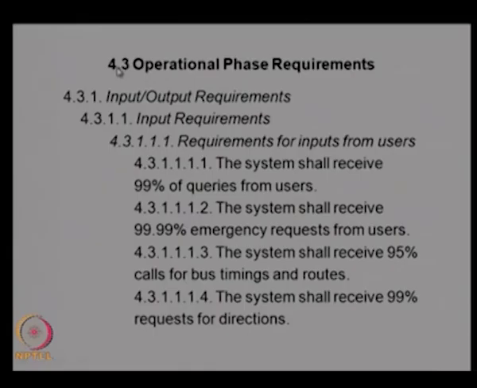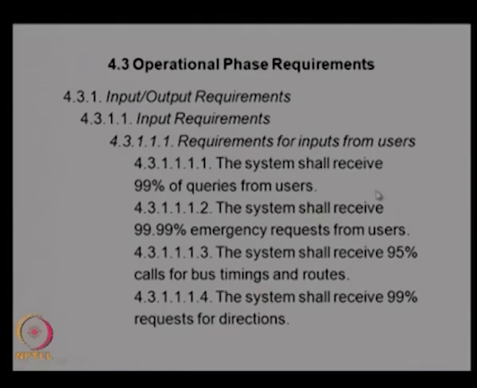Then we will write down the operational phase requirements. We can actually have different requirements depending on the phase, as we know that there are various life cycles. So for those life cycles, we need to write down the requirements. So we are looking at the operational phase requirements here, the input output requirements. We are giving the numbers like 3.1 for the input output requirement, and in this one we will identify the input requirements first, starting with the input requirements from the users.